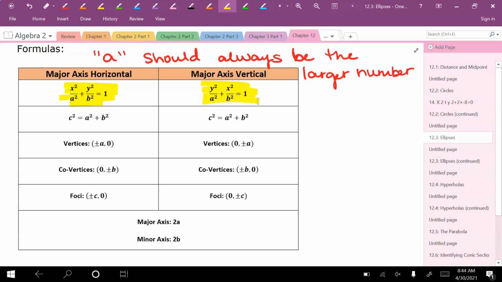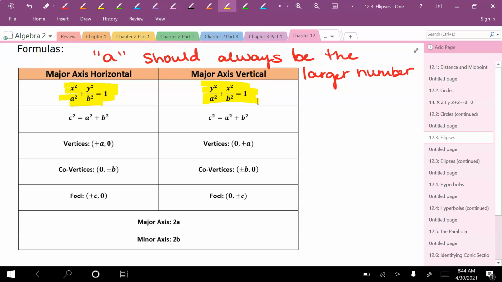And then it's going to switch depending on which variable is over that number. So if x squared is over the bigger number, then your major axis is going to be the horizontal axis, because it's going to be laying on its side and stretched over that one. If the y squared is over the bigger number, then it's going to be a vertical major axis. So it's going to be standing up and it's going to be kind of tall.